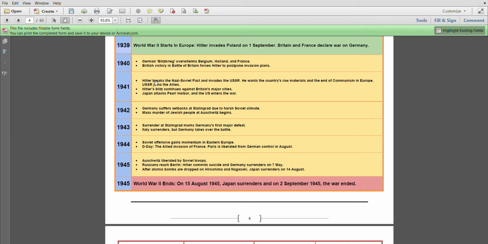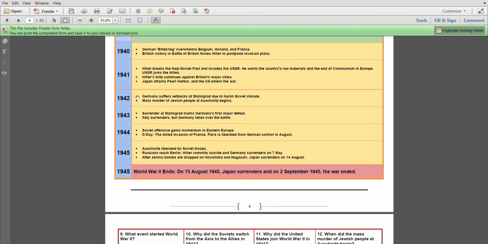In 1941, Hitler breaks the Nazi-Soviet pact and invades the USSR, which is Russia. He wants the country's raw materials and the end of communism in Europe. The USSR joins the Allies. Hitler's blitz continues against Britain's major cities. Japan attacks Pearl Harbor and the US enters the war.